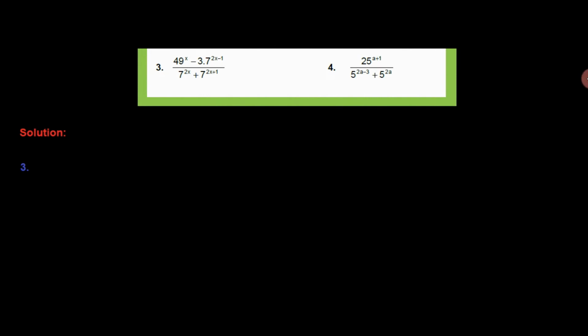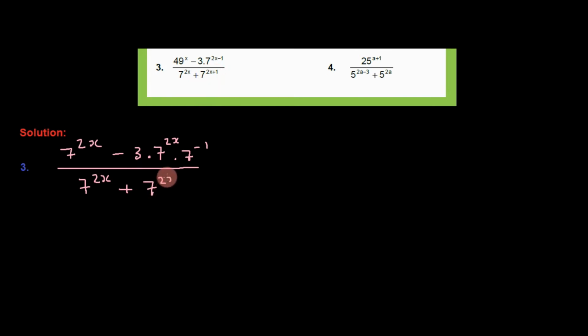Coming to number 3, 49 to the x we can write as 7 to the 2x. And then we can split up the 7 to the 2x minus 1 into 7 to the 2x times 7 to the negative 1. Then we have 7 to the 2x in the denominator, plus, and once again splitting up the 7 to the 2x plus 1 into 7 to the 2x times 7 to the 1, or just 7.